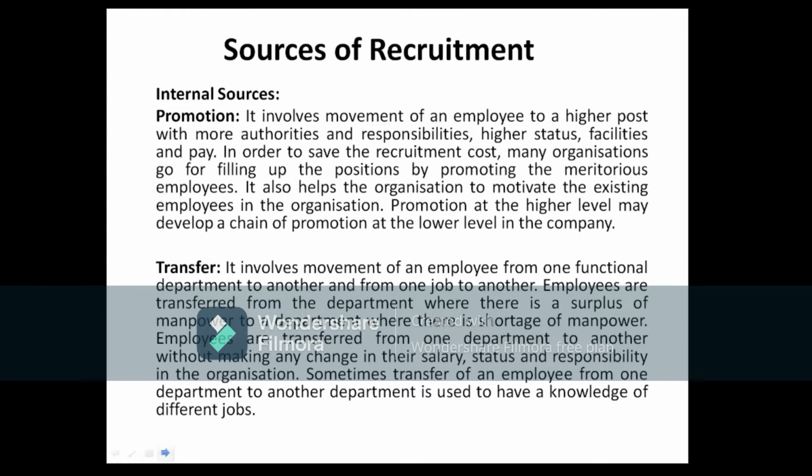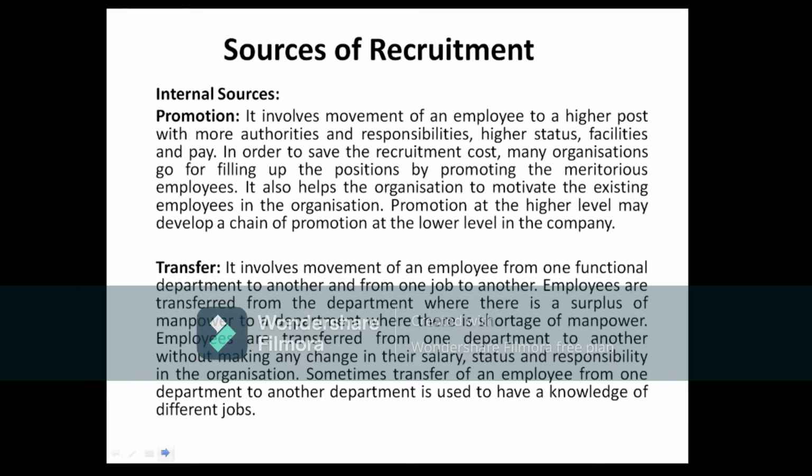Before starting the sources of recruitment, I just want to give a brief about what recruitment is. Recruitment is searching for candidates, and after searching, stimulating them to apply for a job. Searching is done using an appropriate source of recruitment. By using the appropriate source, the organization locates the right people so that they can be motivated and stimulated by the HR manager to apply for a job.